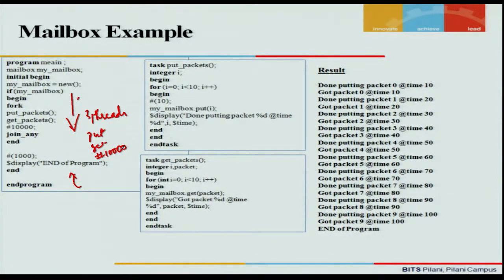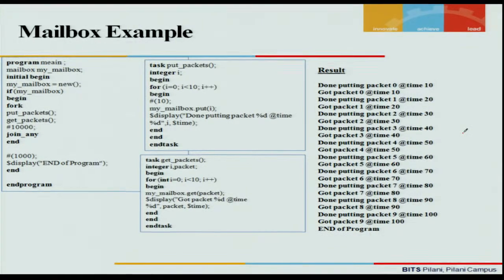So what happens here is that the put packet will be a separate thread, a get packet will again be a separate thread, and hash 10,000 will also be a separate thread. In the put packet, there is an iteration of for i equal to 0 to 10, and in each iteration the code waits for 10 cycles and puts the value of i into the mailbox, and then it displays that done put in data in the mailbox, and then it completes the task.